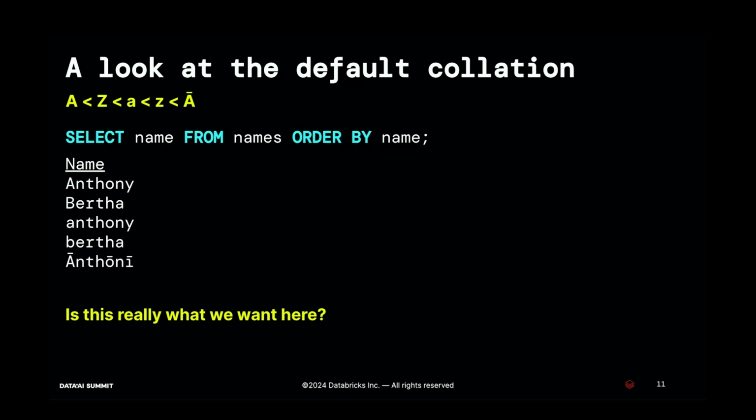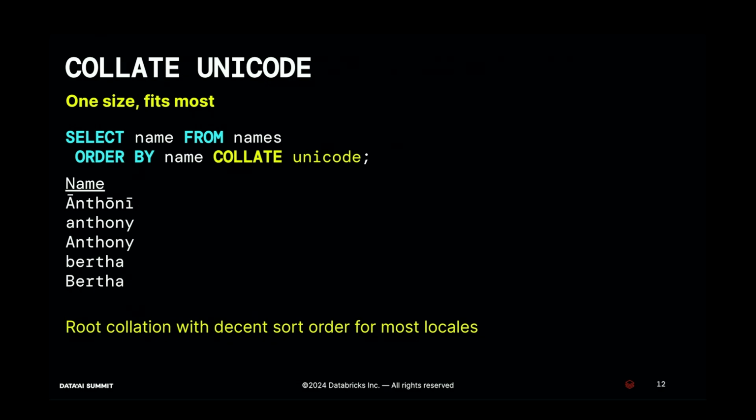Okay, so this isn't really what we want, and this is why we think collation is a very useful feature. All right. So the first name I want to use is collate Unicode. Collate Unicode is what's called the root collation. What you see is that when you use collate Unicode, you take the string expression and just add collate and then the collation name to it.